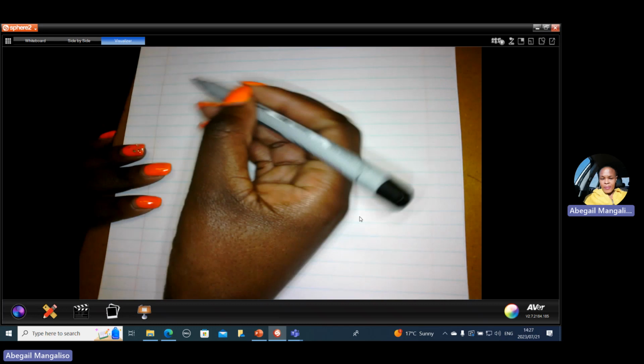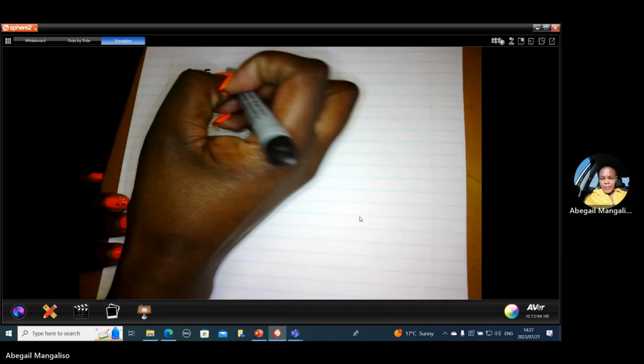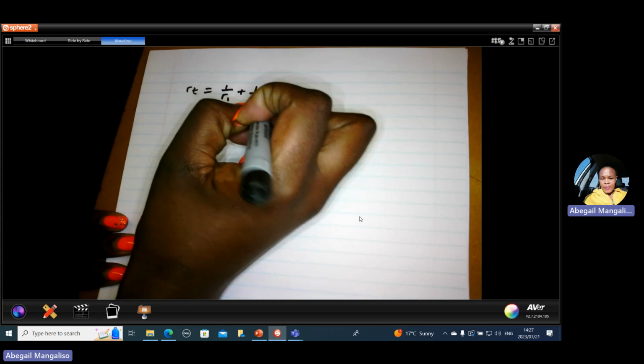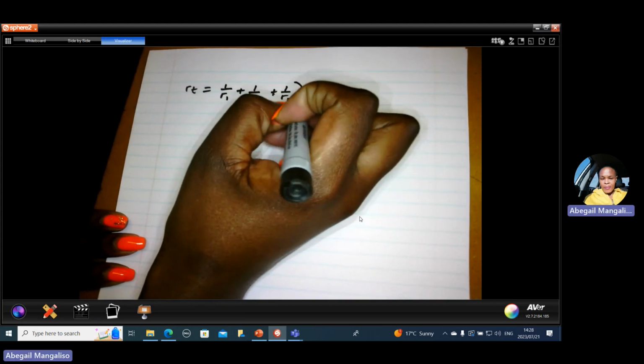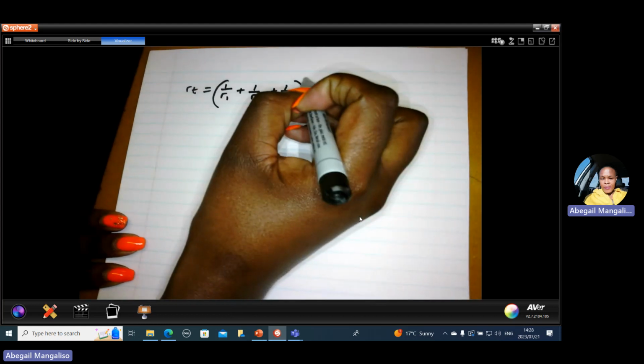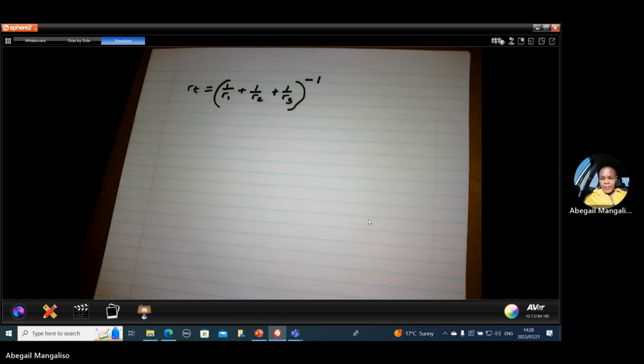For a parallel circuit, RT is equal to 1 over R1 plus 1 over R2 plus 1 over R3. If there are 3 cells, you put brackets and inverse. So this is going to give you the answer for the parallel circuit or the parallel cell.